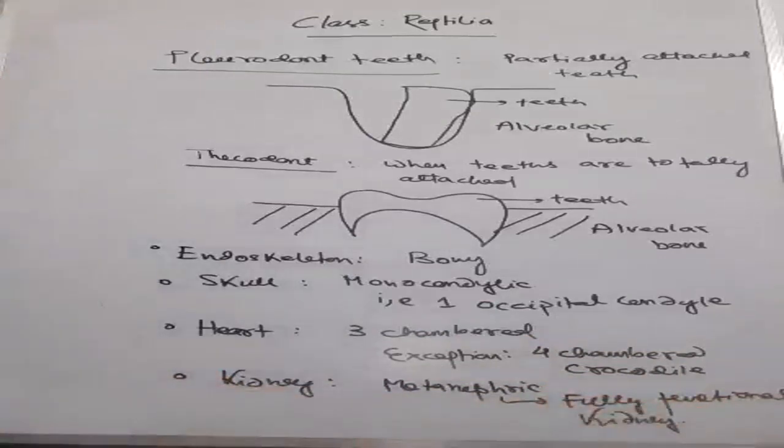So this is regarding the next characters of Reptilia. The next thing we are going to learn about is the excretion, cranial nerves, the olfactory organ, and the external ear. There is no external ear actually in class Reptilia. You will see that.